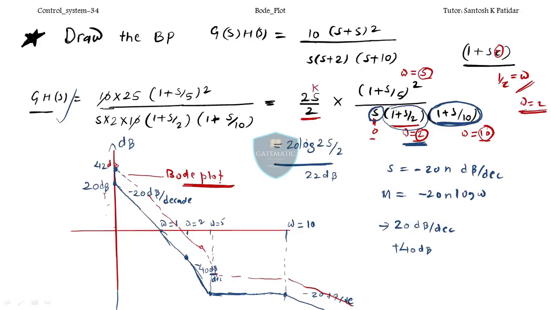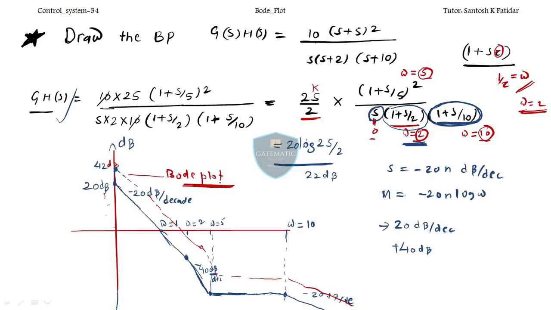The slope provided by n number of poles at the origin is minus 20n dB per decade. And if we are talking about n number of zeros at the origin, then it is plus 20n dB per decade. Here n is the number of zeros, or n is the number of poles, whatever you are getting. Okay, this part is over.